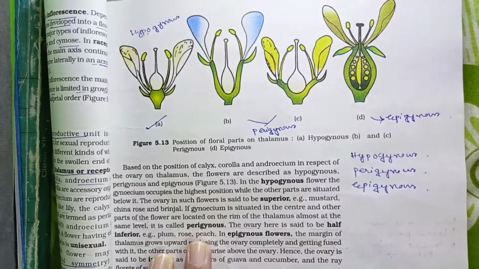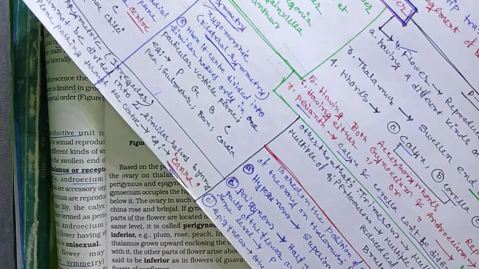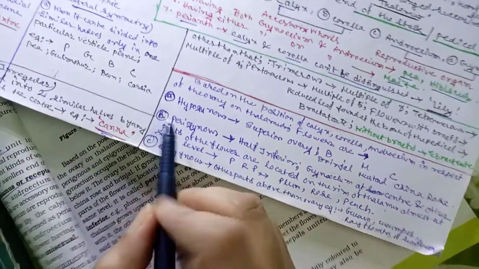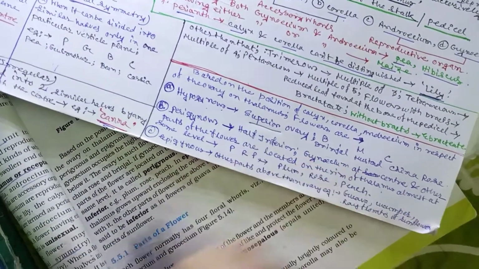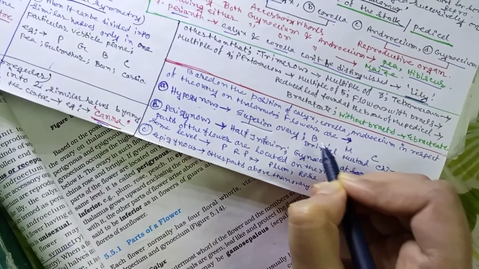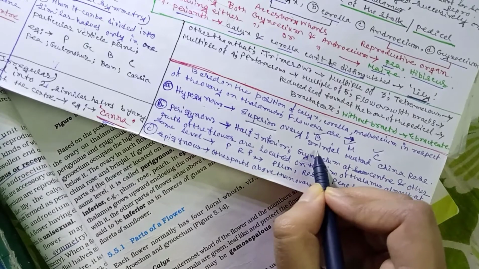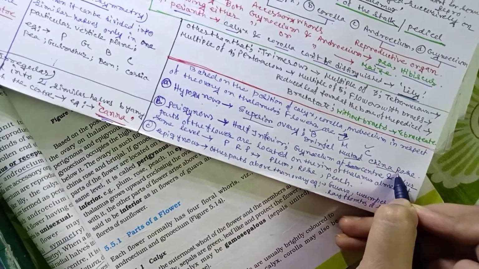Now I have already made short notes on that topic, which are visible in the camera, I think. Now, hypogynous flower has a superior ovary. Example: BMC. The full form is brinjal, mustard and China rose.